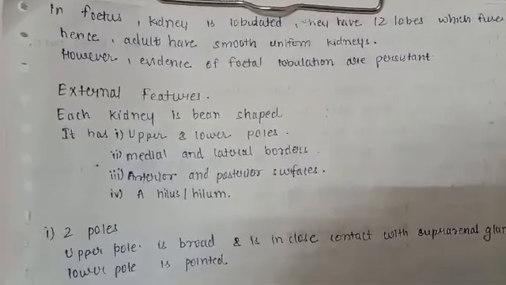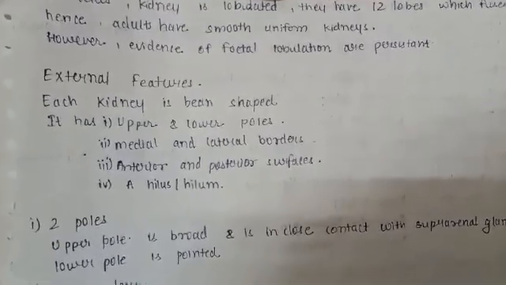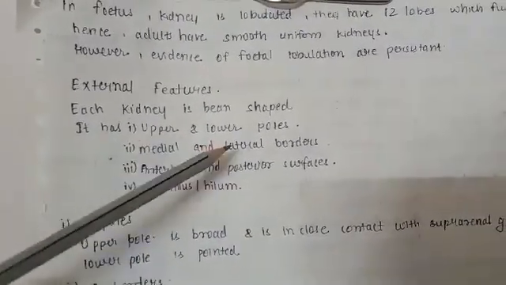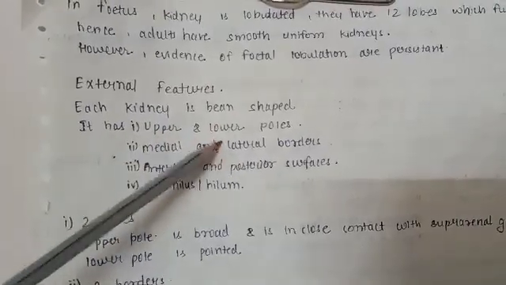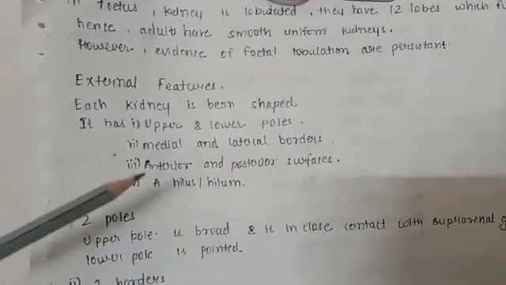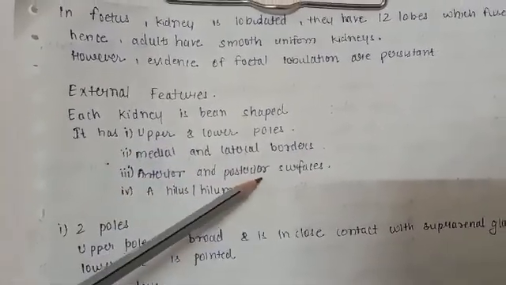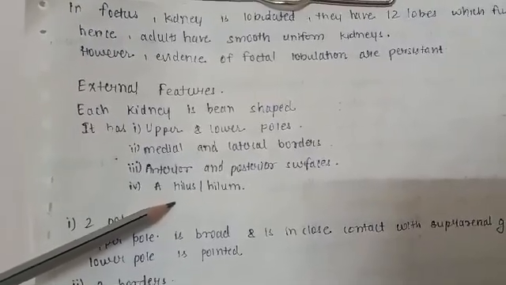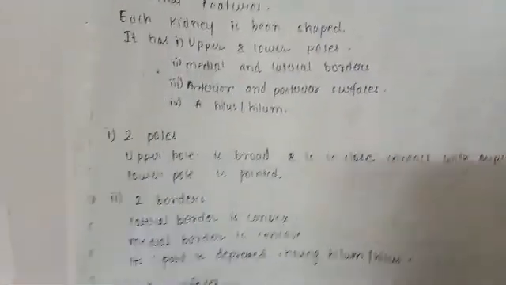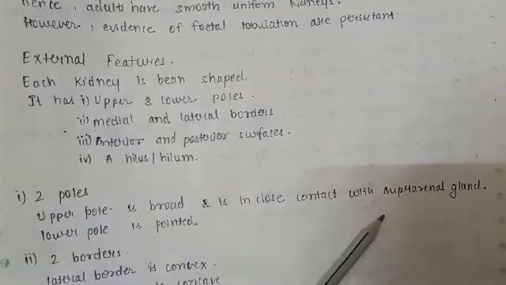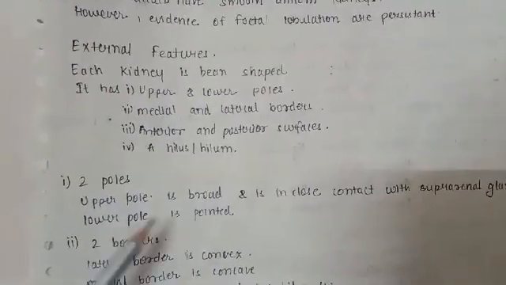Now let's study the external features of each kidney. Each kidney has a bean shape and it has two poles, that is upper pole and the lower pole. It has two borders, medial border and the lateral border. It has two surfaces, anterior surface and the posterior surface. Also, it contains a hilus or hilum in the center towards the medial side. Now let's study the two poles: the upper pole is broad and is in close contact with the suprarenal gland, whereas the lower pole is pointed.